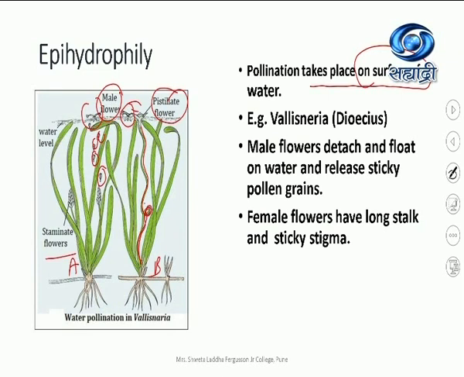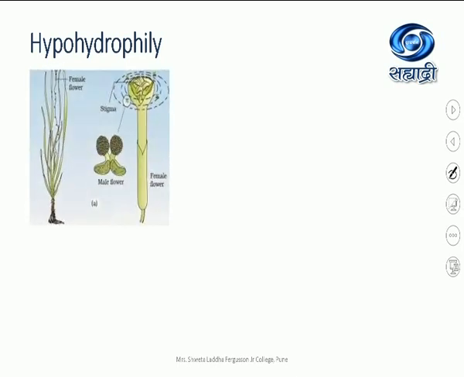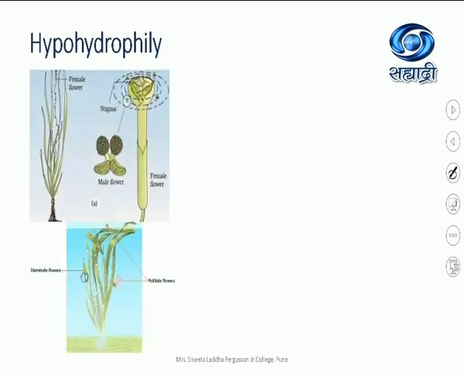Obviously, when it uncoils itself and reaches the surface, it will attract the staminate flower and thus pollination will take place on the surface of water. Next, we will discuss hypohydrophily. Hypo means under, hydrophily, pollination taking place under the water.